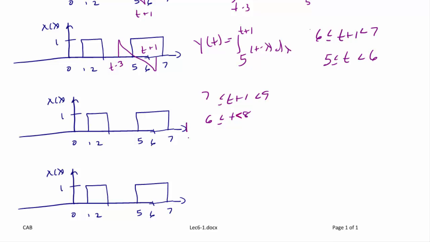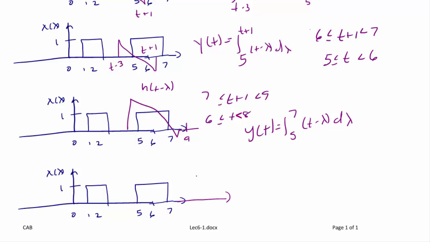So if we draw the graphic of what this looks like, here we have 7 and 9, and here, this is where h of t minus lambda completely overlaps the second block. So y of t will be equal to the integral from 5 to 7, t minus lambda d lambda. And then our next region is going to be where t plus 1 is between 9 and 11.